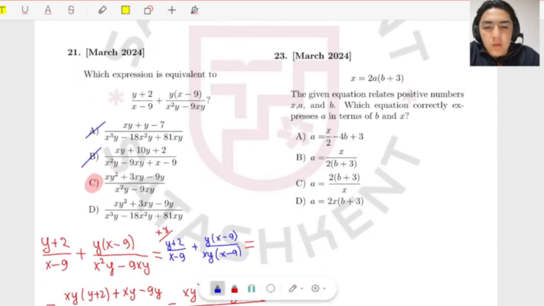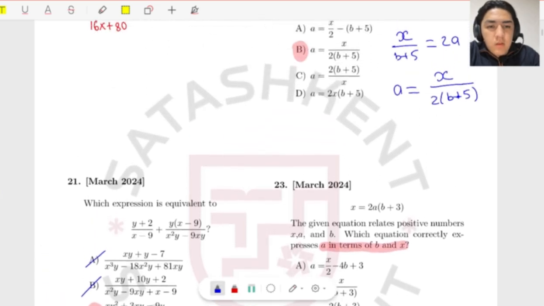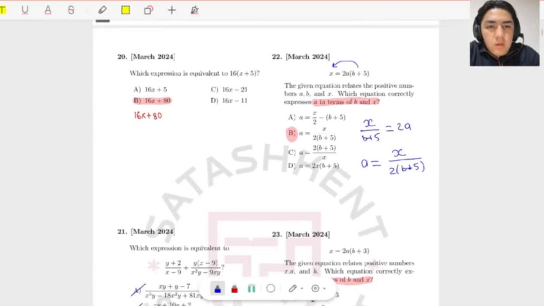Question 23. We have to find A again. So I think it's the same question, isn't it?